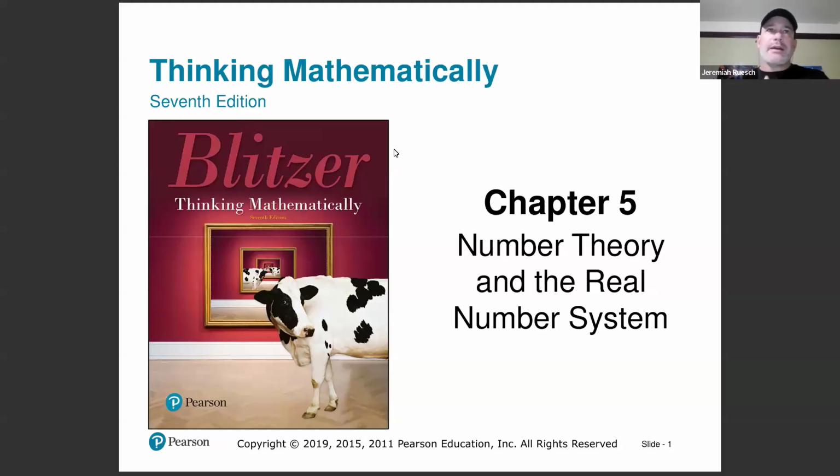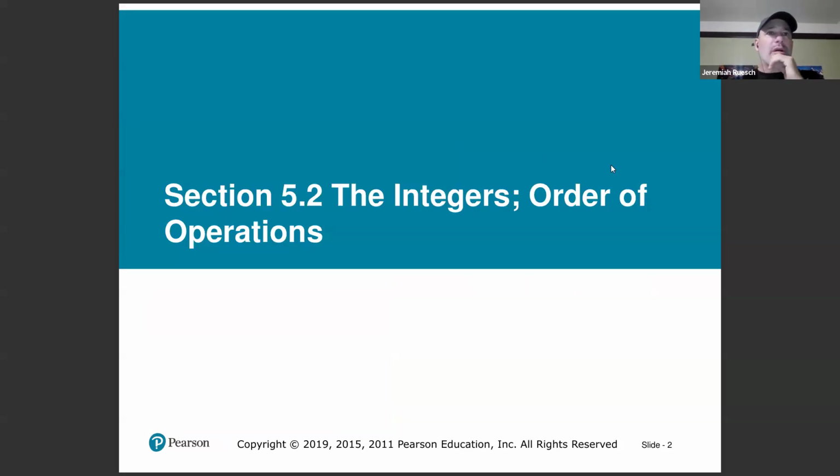This is chapter 5, section 2, Thinking Mathematically. Now we're going to focus on number theory and the real number systems. Specifically, we're going to look at the integers and the order of operations in section 5.2.